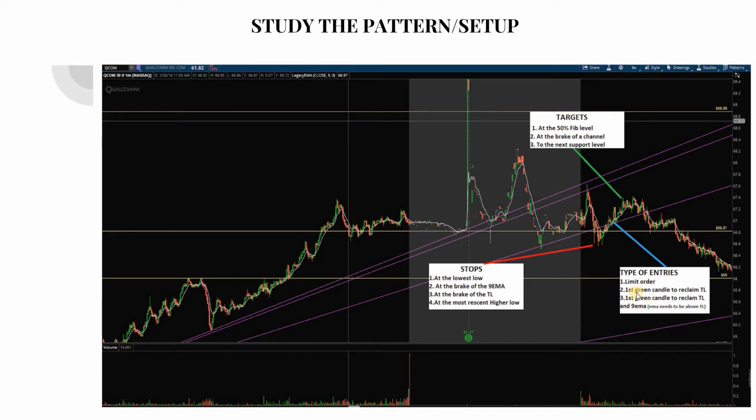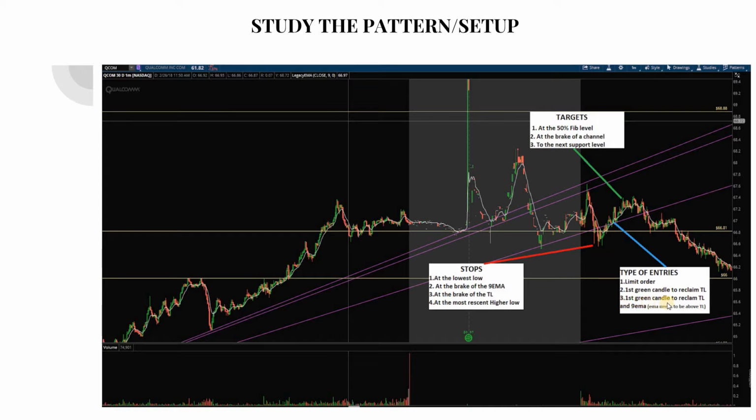And then number two, first green candle to reclaim trend line. If you see this purple trend line here, what the limit order means is, as soon as the market dumps, I just have a limit order on the trend line, and then you backtest that. If you do that, how many times are you going to lose? The second one is first green candle to reclaim the trend line, meaning as soon as it dumps, it goes under and over. Once it reclaims the trend line, is that a good idea to do?